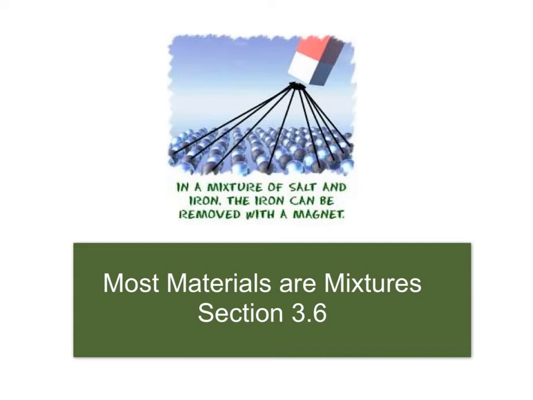Now we've learned about atoms and molecules and elements and compounds, and what you are actually going to find is that in nature, in most things, what we have are mixtures. And so today we're going to talk about mixtures, how we can separate mixtures, and then how we classify different kinds of mixtures. You can find this in section 3.6 in your notes and the beginning of 3.7.